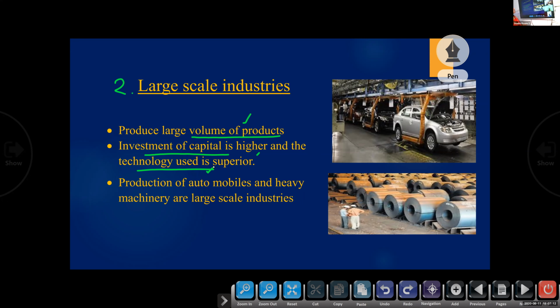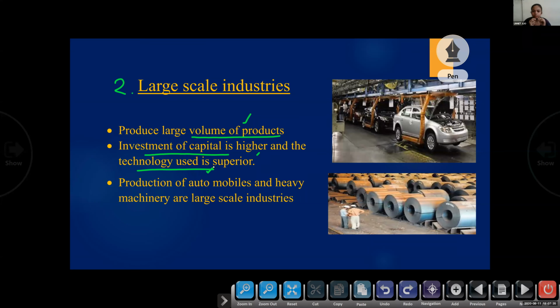Then what is large scale industry? In large scale industry, there is a large volume of production, and the investment of capital is higher, and the technology is also superior. Superior technology means huge or heavy machines are used in large scale industries.